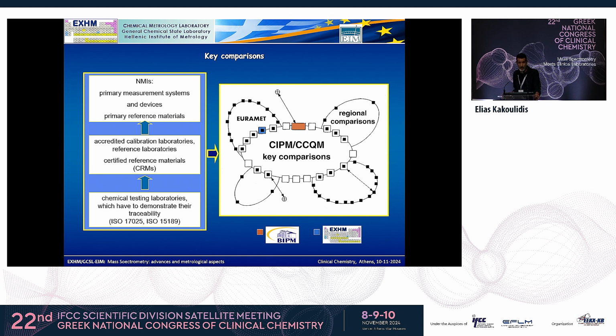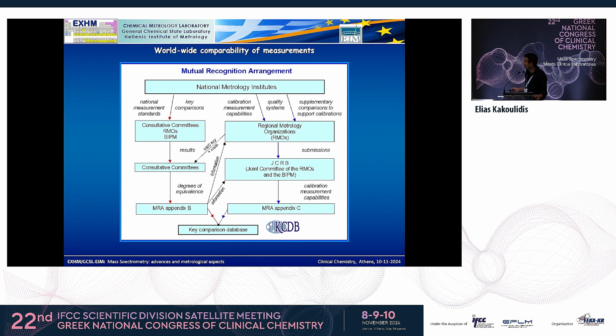Then you can claim you have capabilities of measuring different things in several substrates, like metabolites in blood, which is the case in clinical measurements. These capabilities are approved and fed into the KCDB, the Key Comparison Database system, which is free for everybody on the internet. Everything that I will show you here you can find on the internet, free for everybody to see.